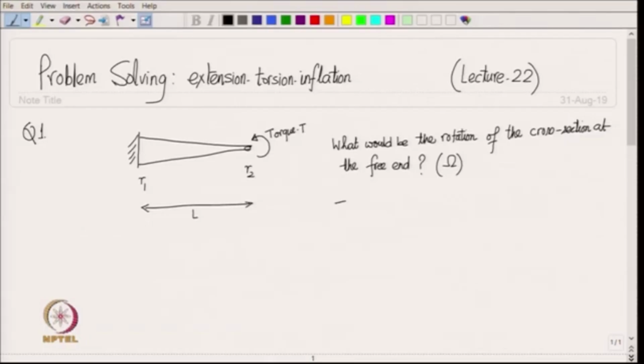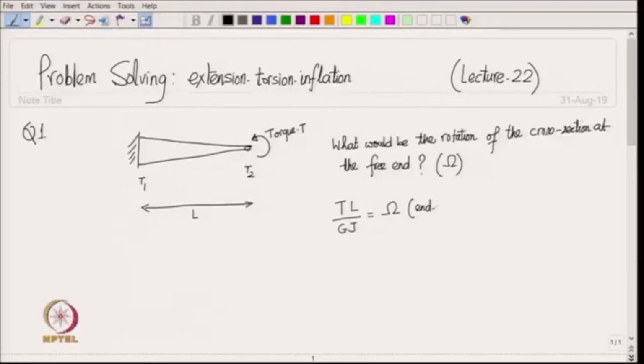In the last class we talked about the extension, torsion, inflation problem, and we had derived a very interesting result, that the torque T into the length L, T L by G J, was equal to omega. Do you remember, where omega was the end to end rotation? Now, in this problem, the clamped end will have no rotation, because it is clamped. So, the rotation of the other end would also be the end to end rotation, right.